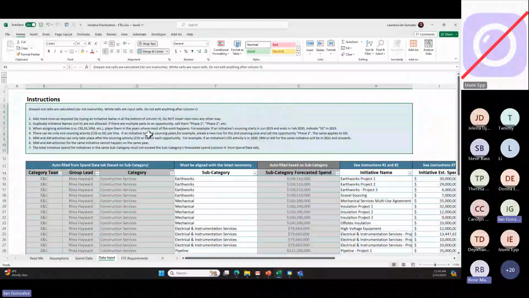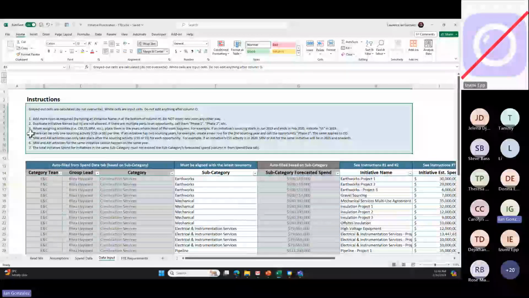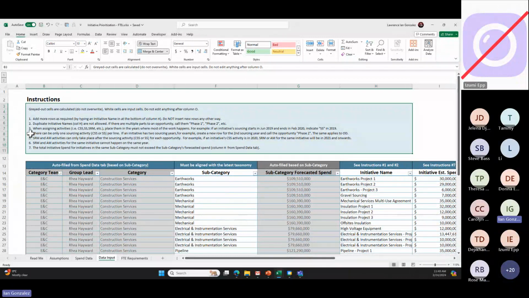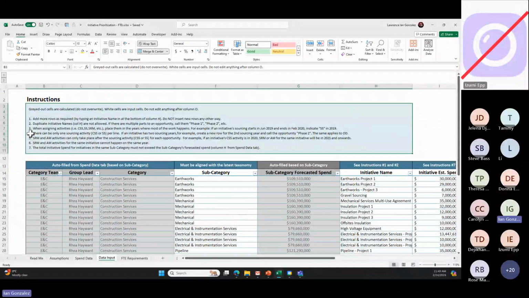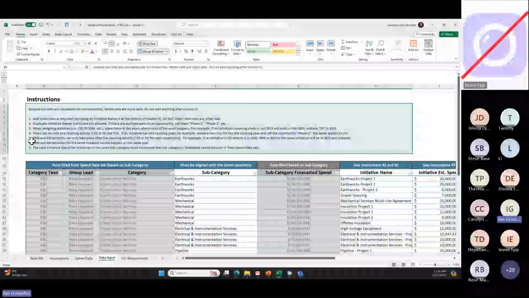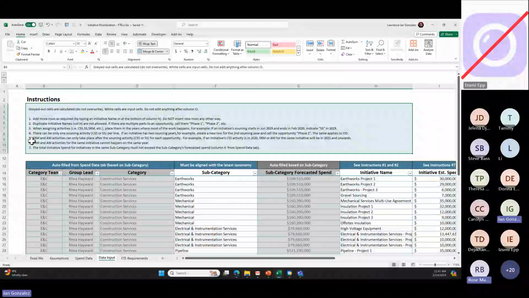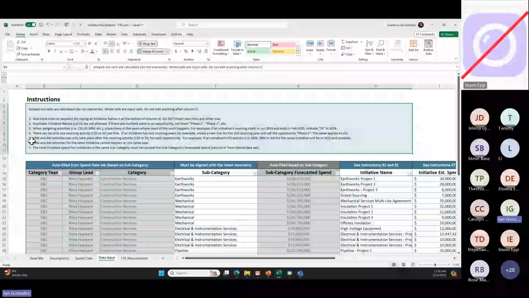There can only be one sourcing activity per line. Of course, you cannot have strategic sourcing and complex strategic sourcing in the same row. It's one or the other. Is it complex or is it just regular strategic sourcing? You can't have both. Or you can't have 2 strategic sourcing events. That's not allowed. If it's 2 strategic sourcing events, that should be 2 initiatives.